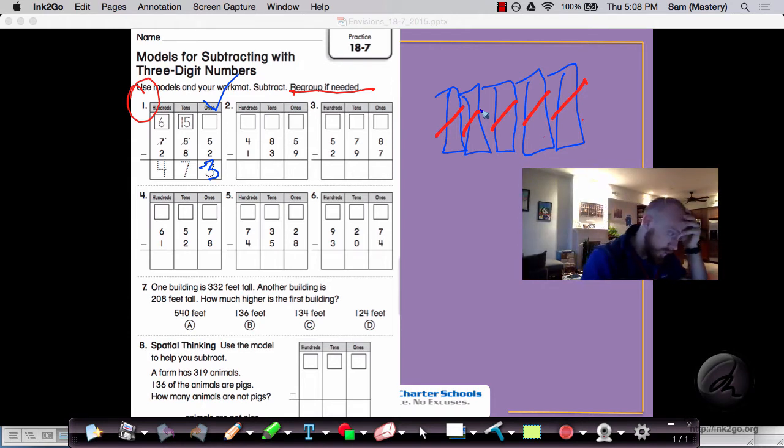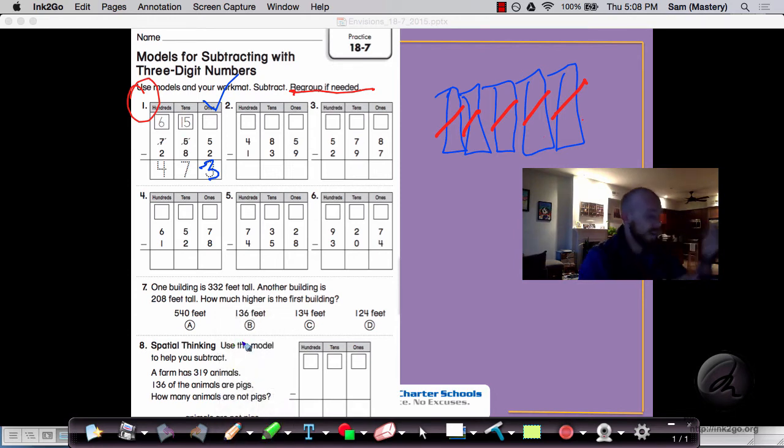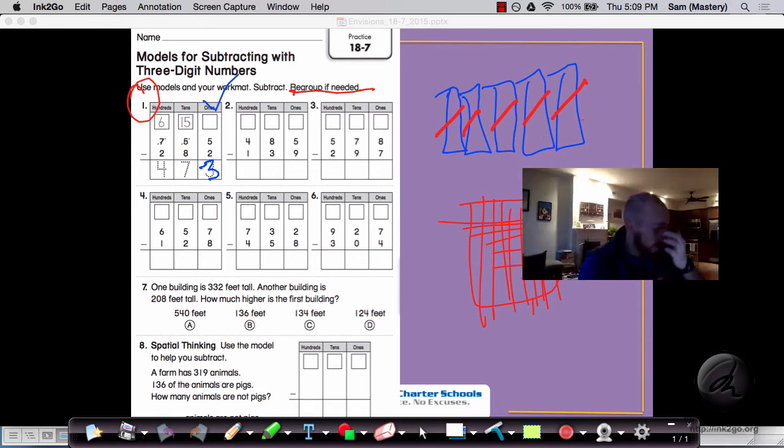Okay, so what can I do? I know that I need to regroup. The question is, what am I going to regroup from, though? That's hard. Well, I know I have hundreds, and I know that 100 is actually 10 tens. Remember, that's why the 100 looks like this. The 10 going across. It's actually just 10 tens.